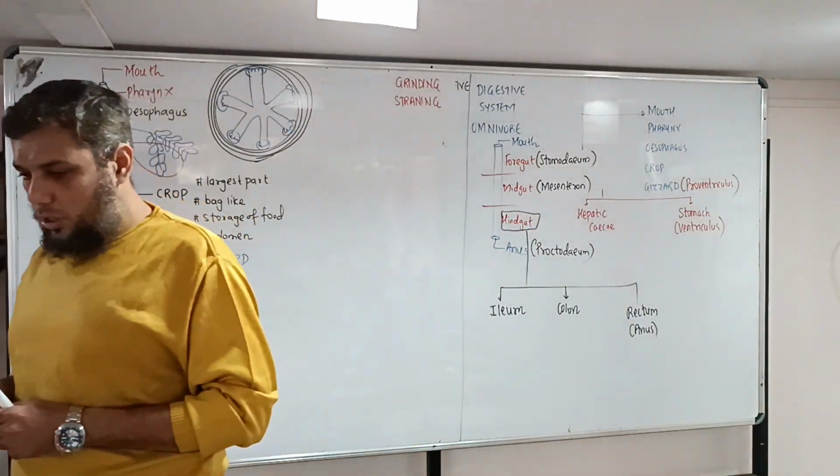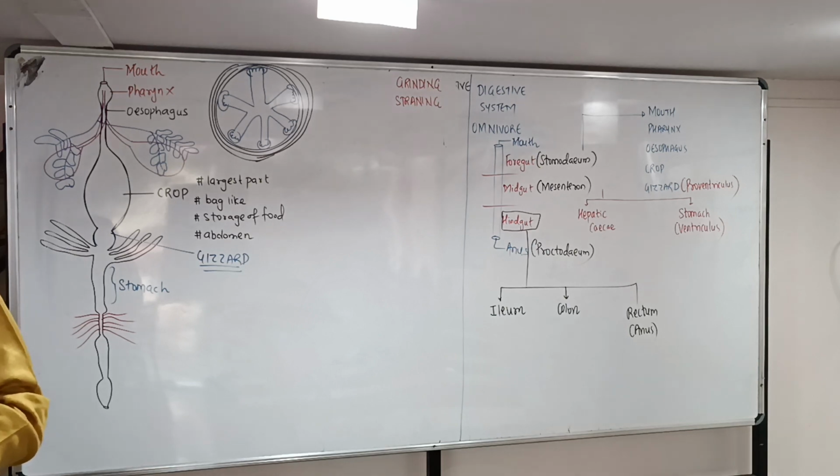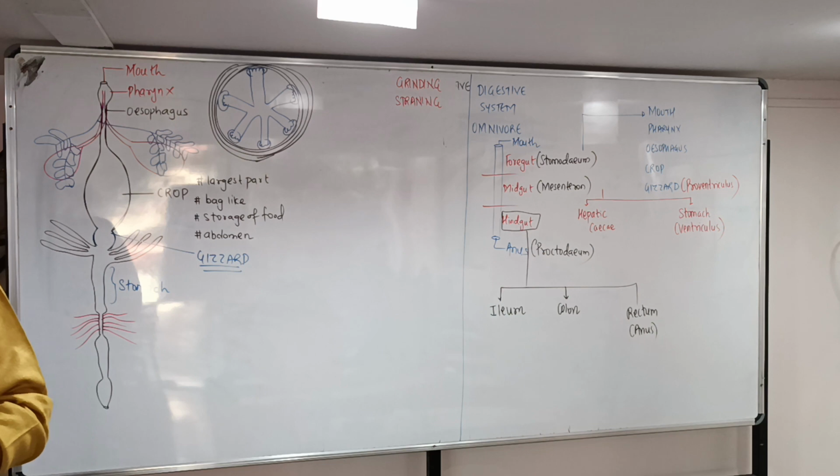What is the gizzard used for? Yes. Grinding and straining the food. Okay? What do you mean by grinding? Crushing or chewing. Okay? Grinding. Chewing rather. Crushing. Okay? And straining. Matlab chhalni jaisa kaam karta hai.